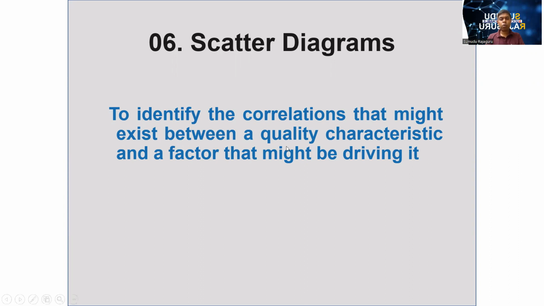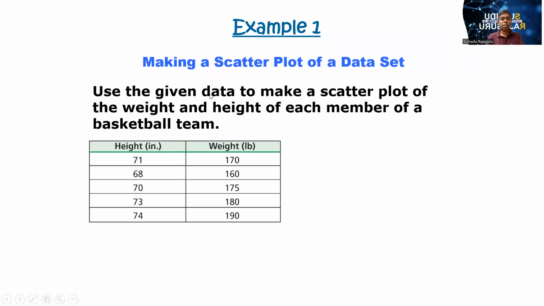This is not only for the quality characteristic. When we consider any kind of 2 factors, for example, if we want to find out the correlation between efficiency and damage, then we can draw the scatter diagram. If we want to find out the correlation between efficiency and absenteeism, then we can draw the scatter diagram. So scatter diagram, this is a simple one.